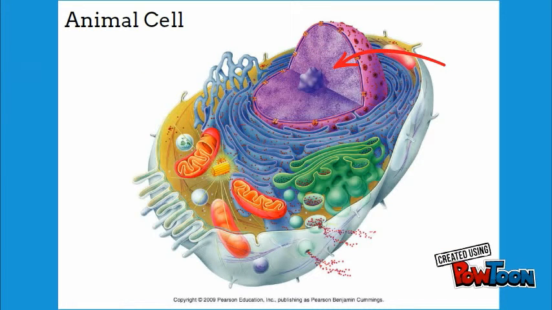Here's the nucleus where DNA is enclosed, and here are examples of membrane-bound organelles that are not in prokaryotes, such as the mitochondria, the lysosome, the Golgi apparatus, and the endoplasmic reticulum.